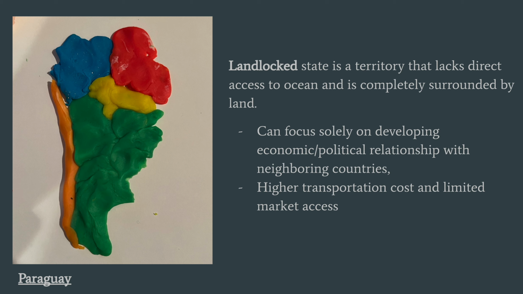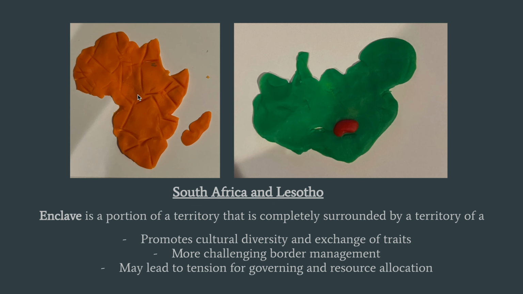An example of this is Paraguay, which is this yellow part over here, and it's surrounded by places like Bolivia or Argentina. Next is enclave, which is a portion of territory that's completely surrounded by a territory of a different country. An example again is South Africa, which is over here or here, and Lesotho is completely covered by South Africa.